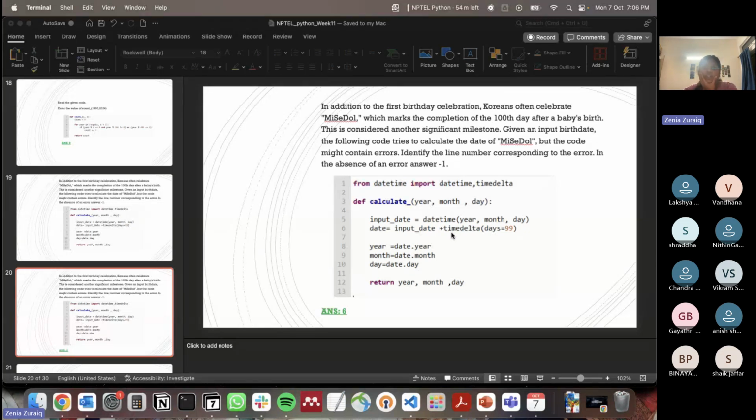For example, you can see that with time delta, the name itself tells you, right? Delta of x means a change in something. So we are adding something. The question also tells you that we want to go 100 days forward. So you can understand that this function is meant to add something to the time. The idea is that you have to identify whether we should add 99 days or 100 days.